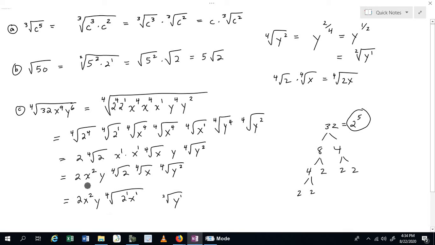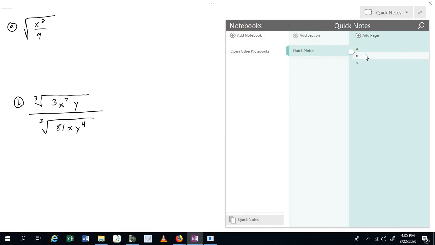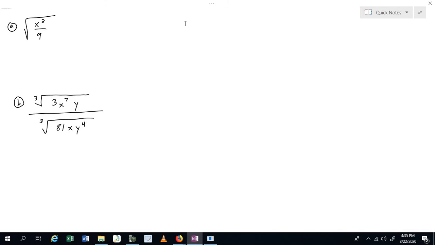Okay? Okay, so let's go back. And let's look at ones where we have some fractions. Okay, so let's try to simplify this one. So notice this is a square root, right? When we don't put a number here, it means it's the square root. So the index is 2, but the exponent here is 3.